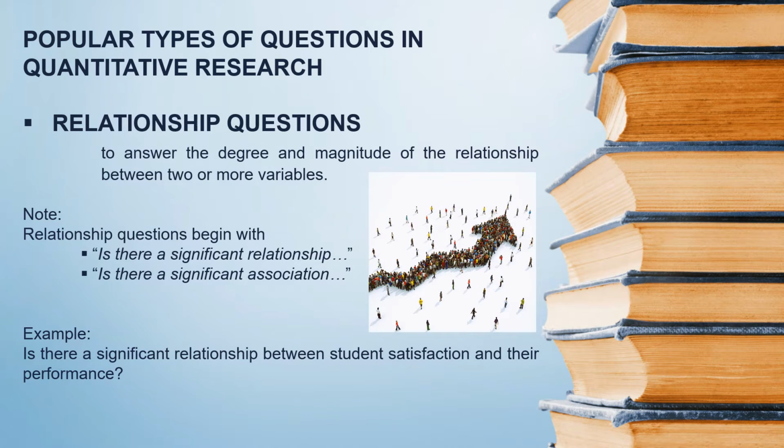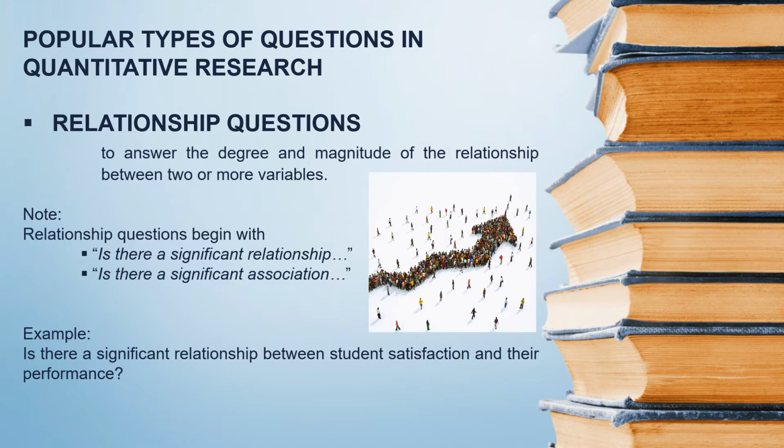Let us proceed to the next one. Relationship questions try to determine the degree and magnitude of the relationship between two or more variables. These questions often relate different types of variables in a study. In most cases, researchers want to relate the independent variable to the dependent variable. Take note, relationship questions usually begin with, is there a significant relationship? Is there a significant association?